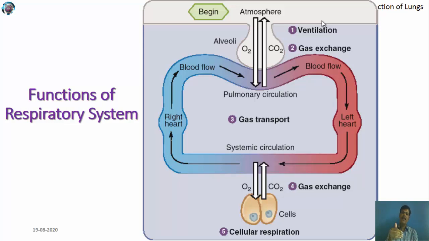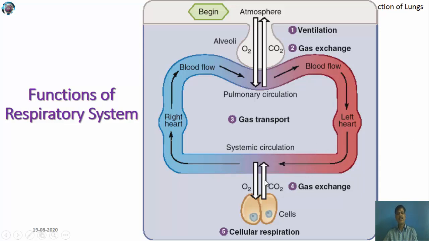Then once the gas comes to the lungs, it reaches the blood through the process of gaseous exchange. Once the oxygen is taken up by the blood and the carbon dioxide is released into the lungs, the blood goes through our body, through the heart, and it supplies blood to the tissue. Gas is transferred from the lungs to the heart, then from the heart to the tissue. So gas is transported.